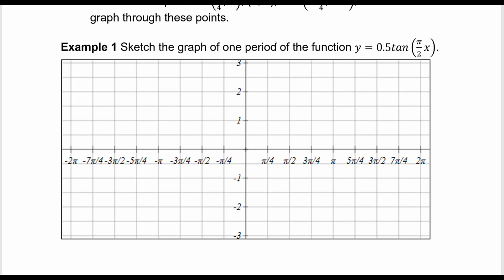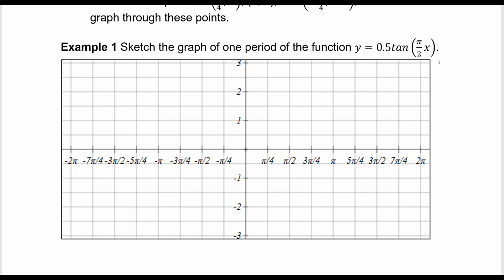So we're going to sketch the graph of one period, and I just screenshotted a graph. This is not a special graph. It was just a resource out there, and you probably saw this in other videos. The function is y equals 0.5 tangent of pi over 2 times x.